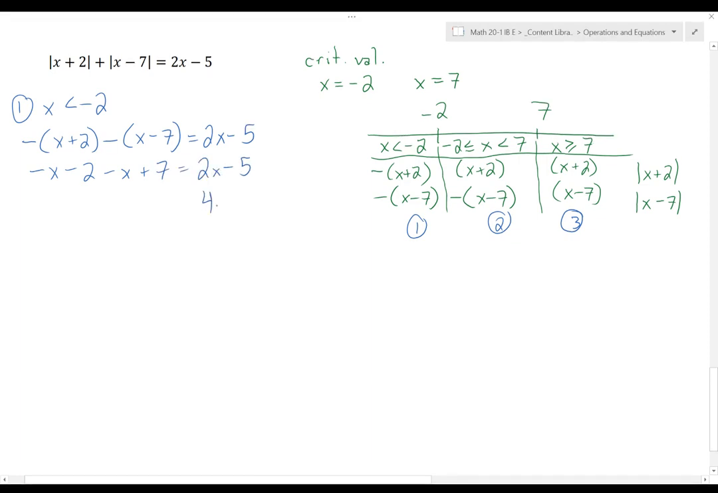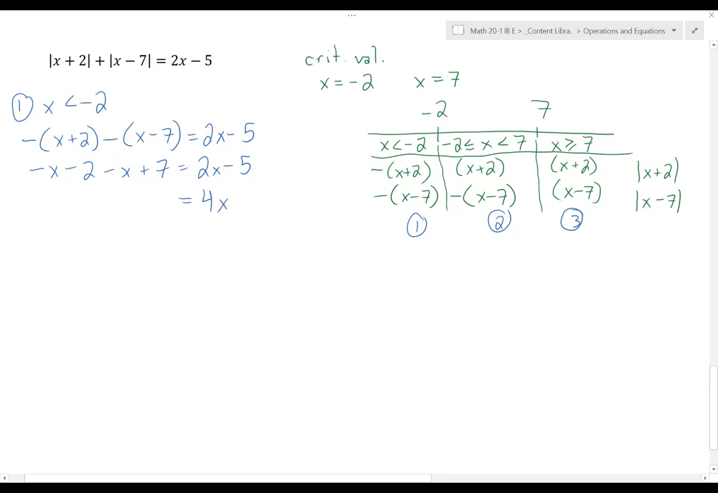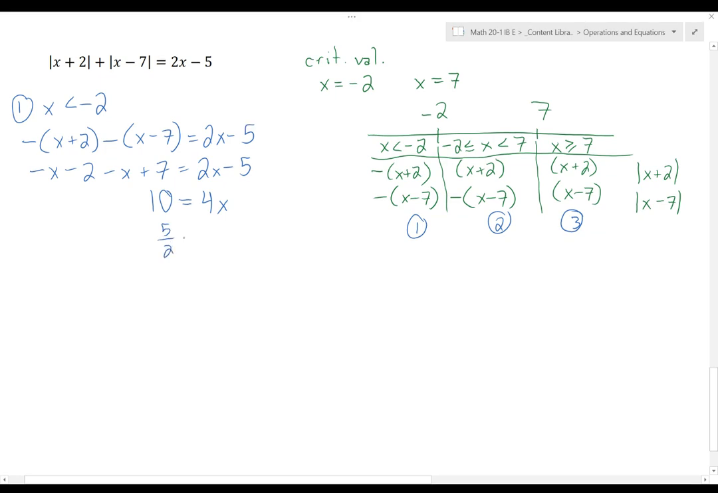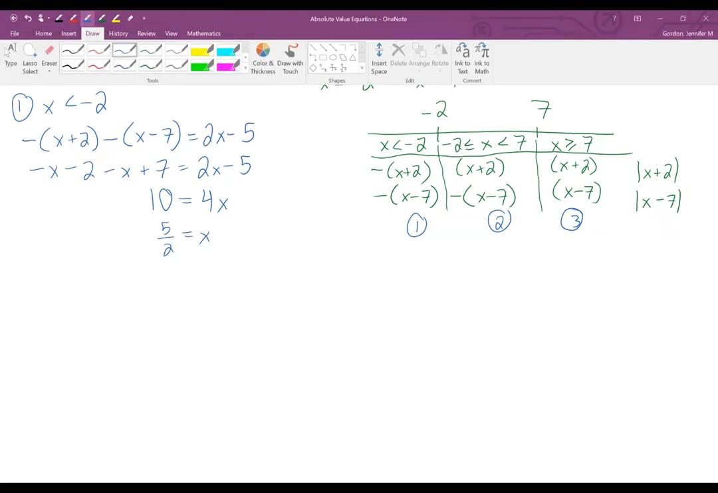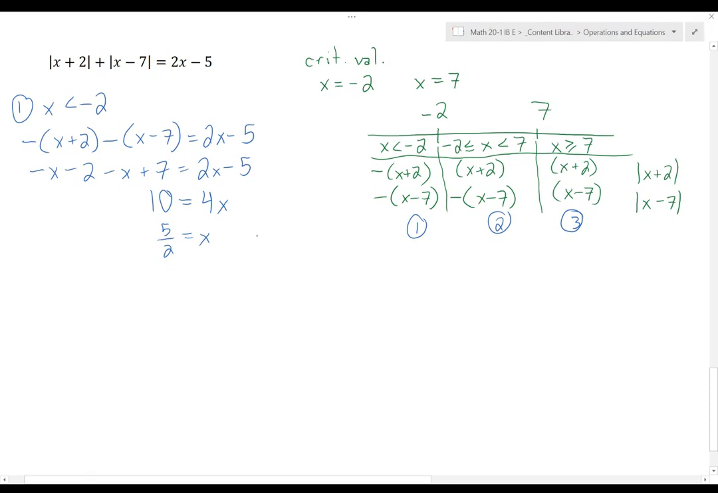I'm going to end up with 4x. Move the numbers over to the left. I'm going to end up with 10. 10 divided by 4 is the same as 5 over 2. So I find an answer, but it is extraneous because 5 over 2 is not less than negative 2.